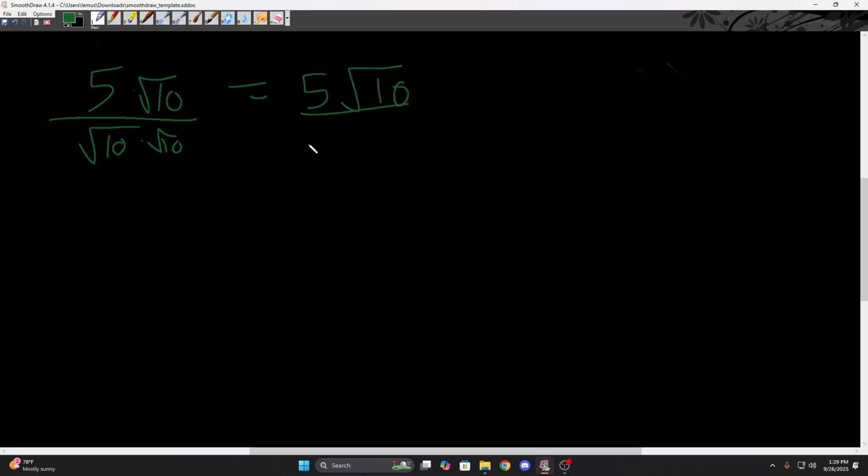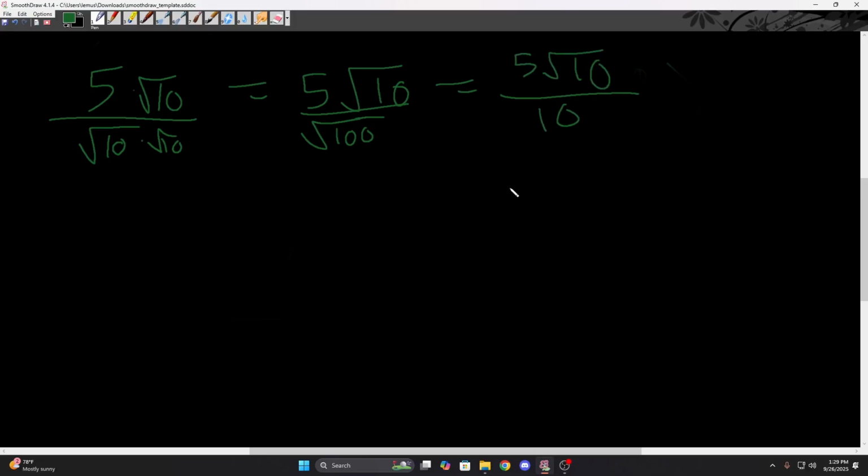Alright, so for the next question, it's 5 over radical 10. So the rule here is just you multiply by radical 10 on the bottom and on the top. That way you get it equal. Now here you have 5 radical 10 and here you have radical 100 because 10 times 10 equals 100. So radical 100 is just 10. So your answer should be 5.